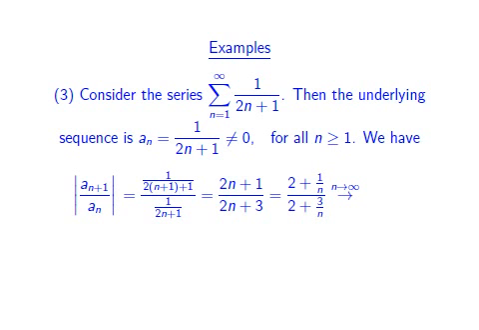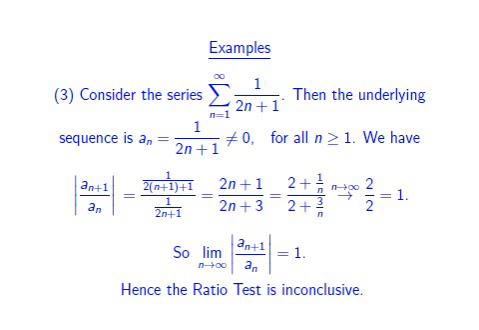Now as n goes to infinity, we get 2 divided by 2, which is 1. That means the limit of the absolute value of a_(n+1) over a_n equals 1, and thus, in this case, the ratio test is inconclusive. In particular, we would have to try a different method to determine whether the given series converges.